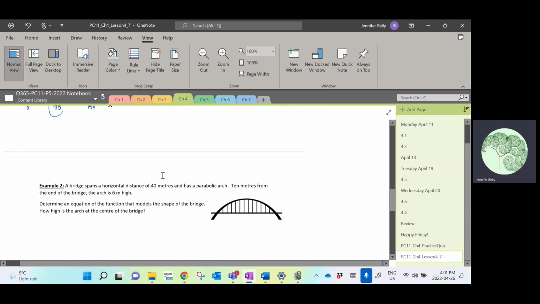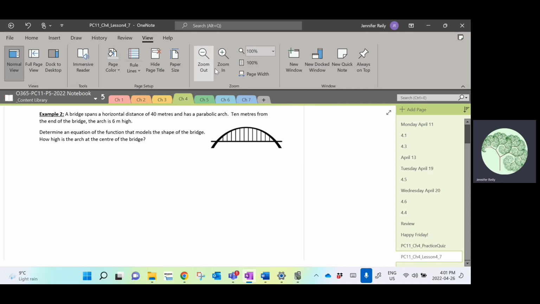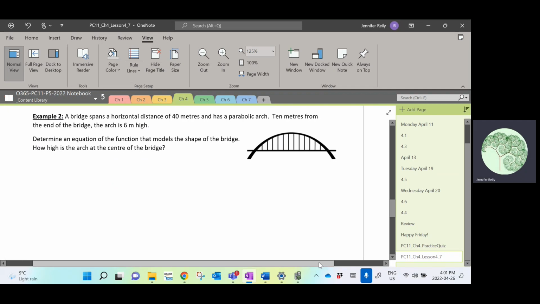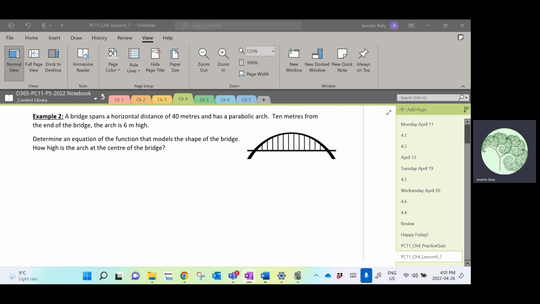The other type of question we might see is a problem where we're trying to model a shape or a certain object with a quadratic equation. We've seen a couple of these throughout the chapter, but I just wanted to go over one more time. So this one says, a bridge spans a horizontal distance of 40 meters and it has a parabolic arch. 10 meters from the end of the bridge, the arch is 6 meters high. Determine an equation for the function that models the shape and how high is the arch at the center of the bridge.